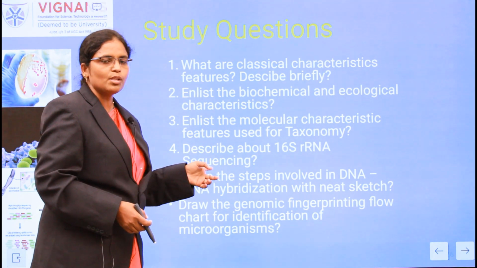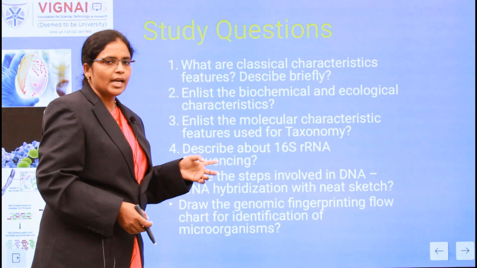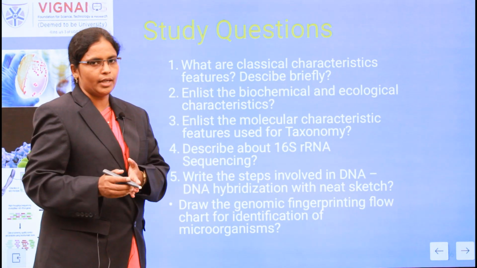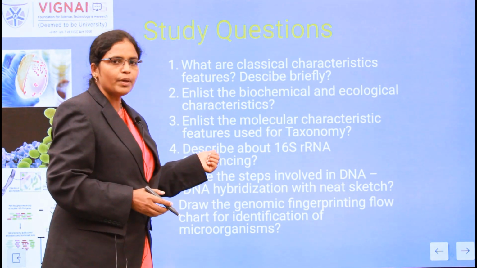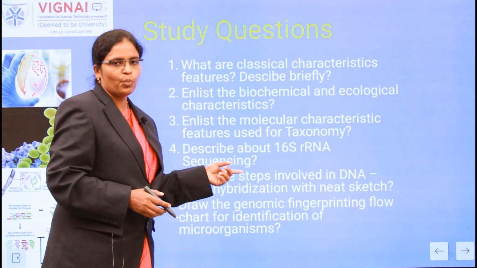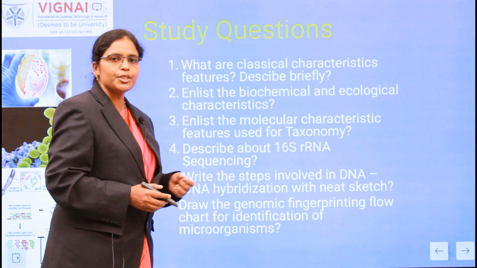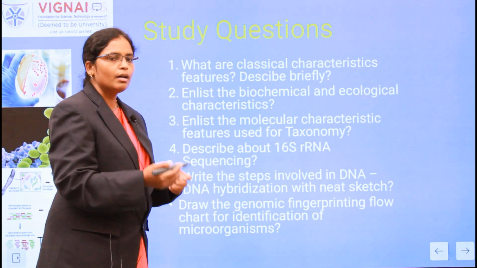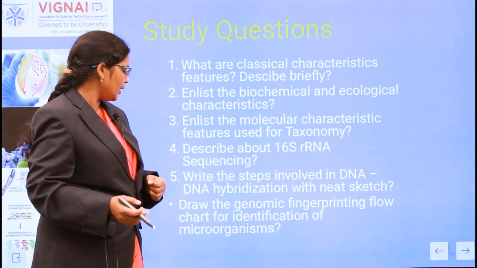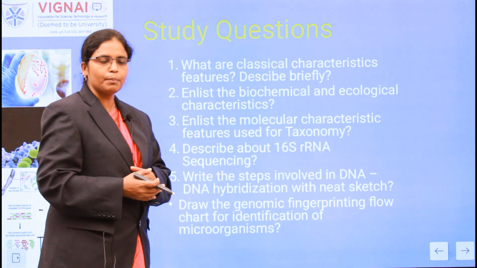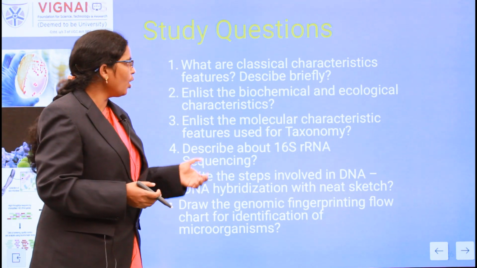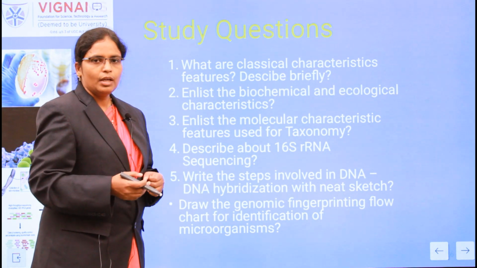So in the previous class also we discussed 3-domain classification where the microbes classified into bacteria, archaea and eukarya. So after the advancement of the technology, the scientists use 16S rRNA sequencing. So this is the phylogenetic relationship where we can identify the microorganisms. Next, write the steps involved in DNA hybridization with neat sketch and draw the genomic fingerprinting flowchart for identification of the microorganisms. Study all these questions and prepare for exam.